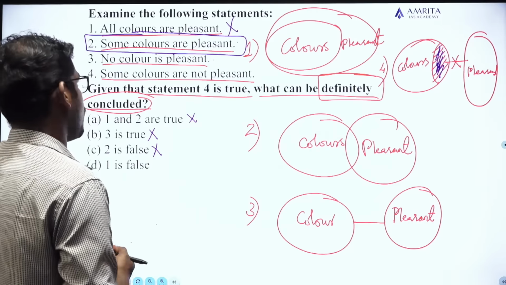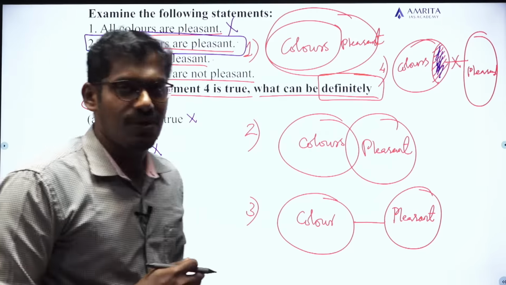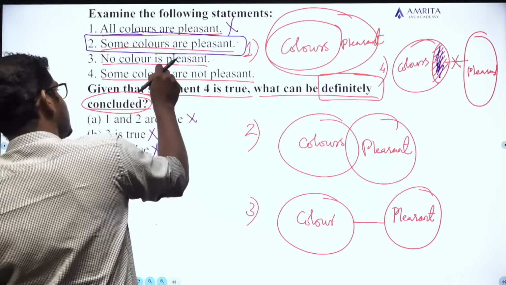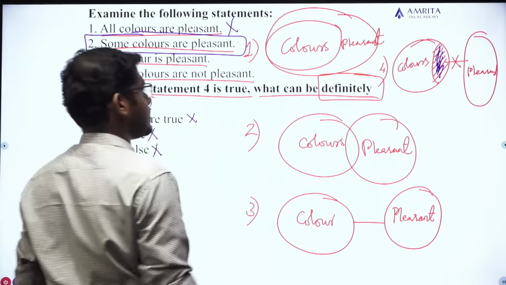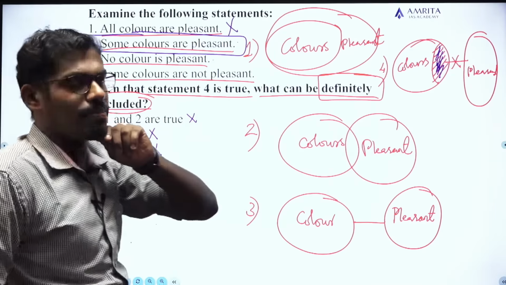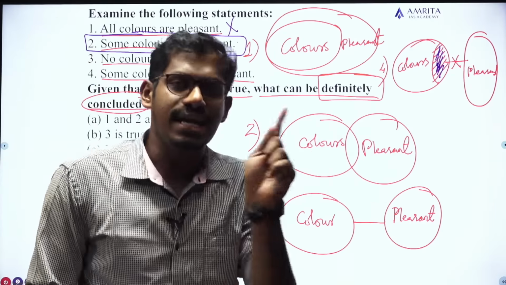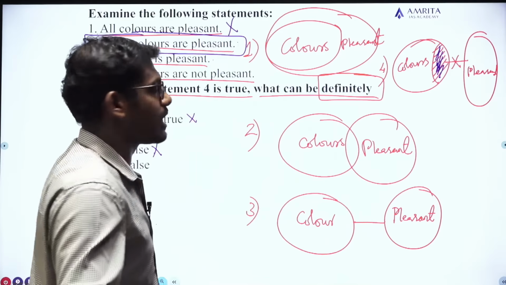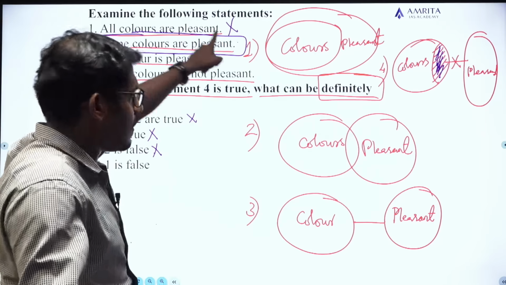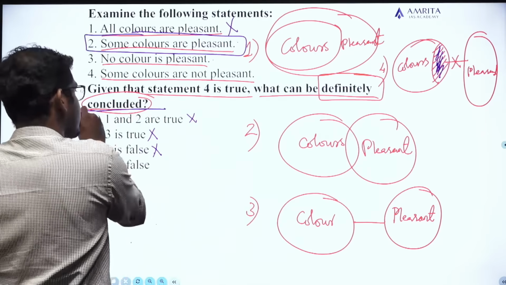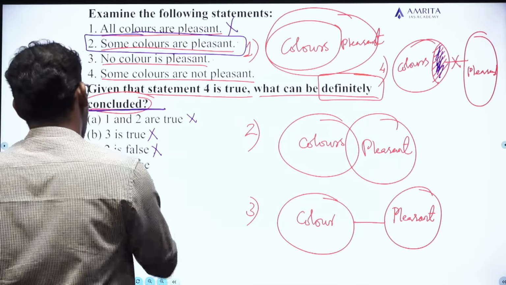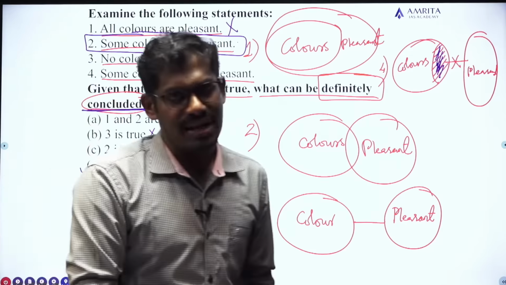Then, 1 is false. Can we say that the first statement is definitely false? Yes. We have already said that since the fourth statement says some colors are not pleasant, we cannot say that all colors are pleasant under any circumstances. Clear? So we can definitely conclude that the first statement is false. So, the answer for this question is option D, 1 is false.